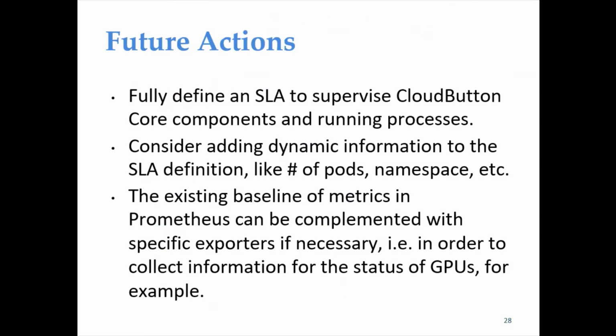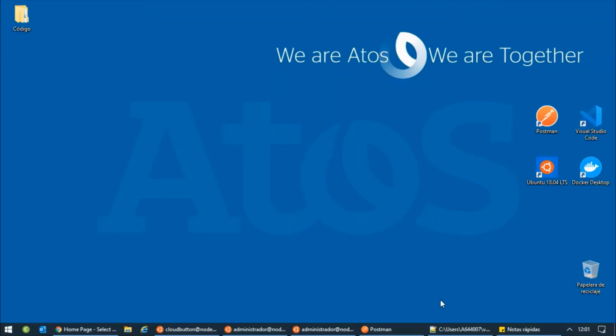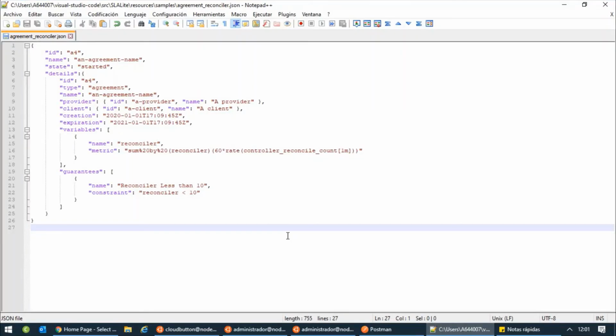For future actions in the CloudButton SLA, we plan to fully define an SLA to supervise CloudButton core components and running processes. We consider adding dynamic information to the SLA definition, like number of pods, namespaces, etc. The existing baseline of metrics in Prometheus can be completed with specific exporters if necessary. This is a demo on the work done on the CloudButton SLA so far.